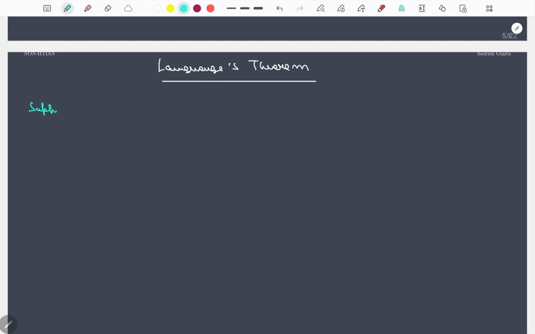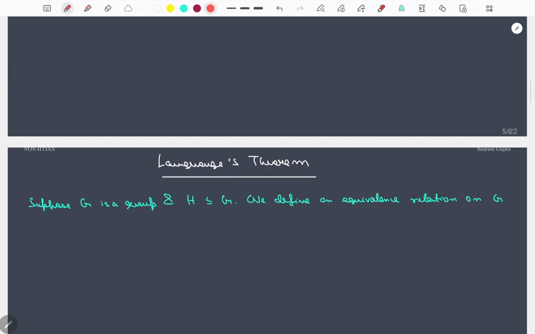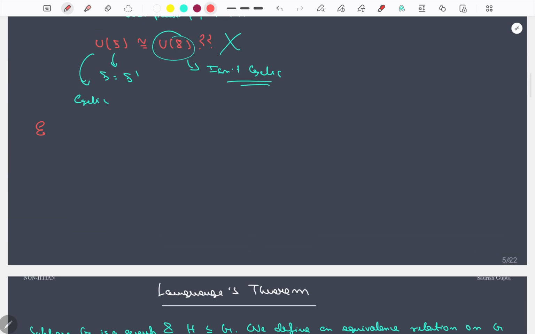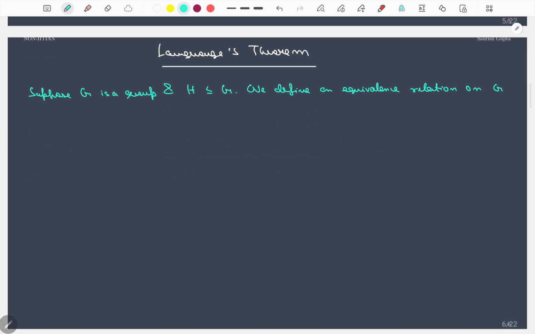Suppose G is a group and H is a subgroup of G. What we do is that we define an equivalence relation on G. Okay, I forgot to mention something in the previous lecture. I should have mentioned it. I will mention this because I require Lagrange's theorem to mention that. So we define an equivalence relation on G as follows.